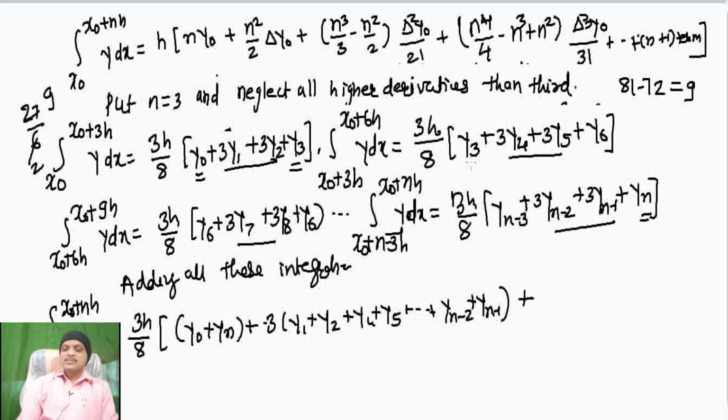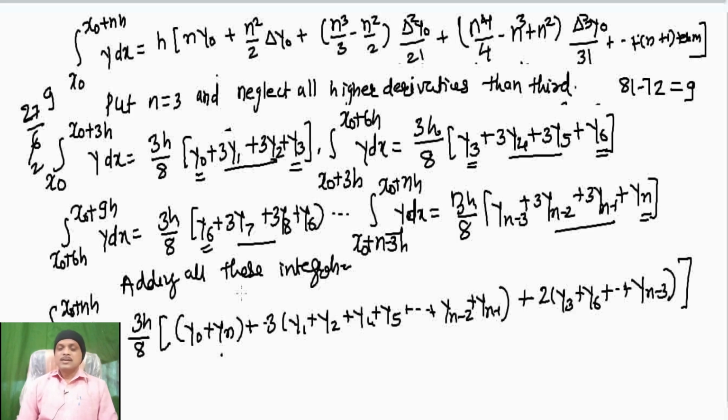y3, this multiple of 3, then y6, these are the twice terms. So twice (y3 plus y6 plus up to y(n minus 3)). So multiple-of-3 terms will be taken twice and all others thrice, except y0 and yn, which will be single terms. So this is called Simpson's 3/8 rule.